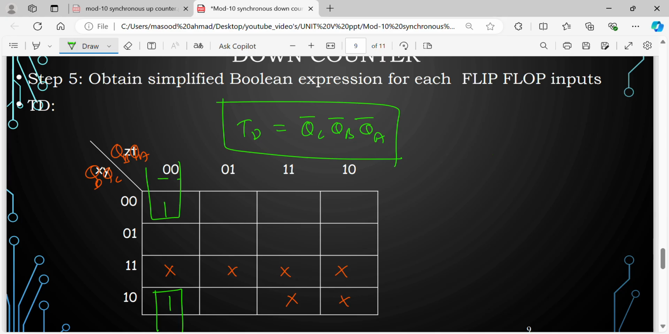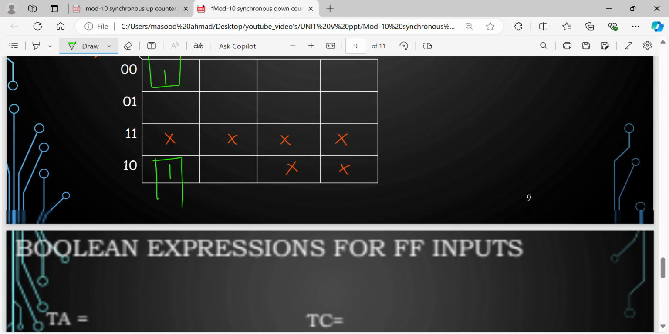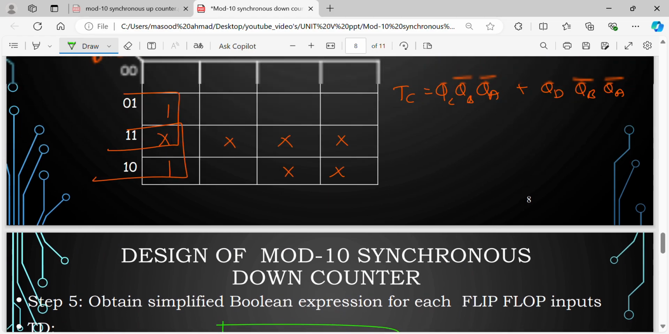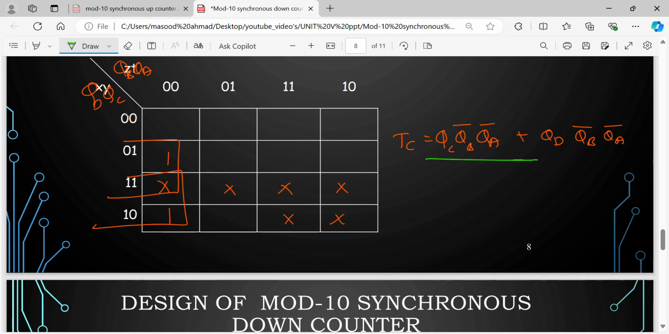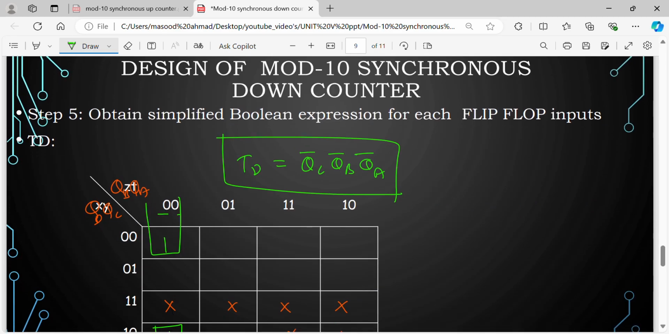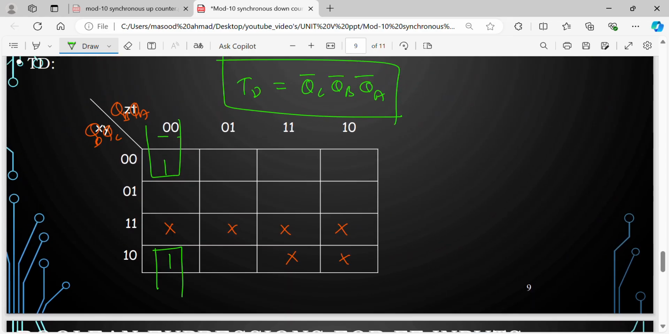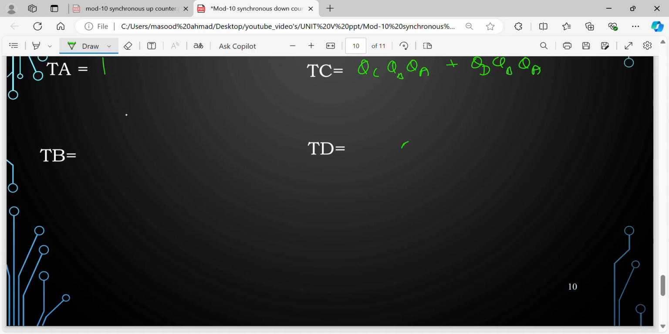So knowing these expressions for TA, TB, TC and TD, we got to draw the circuit diagram. What is TA? I got it is always 1. TC turns out to be QC, QA bar, QB bar plus QD, QA bar, QB bar. What about TD? TD is QA bar, QB bar, QC bar.